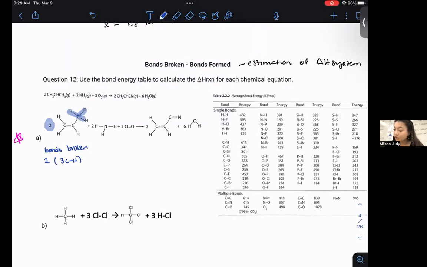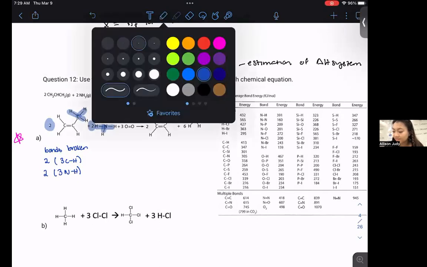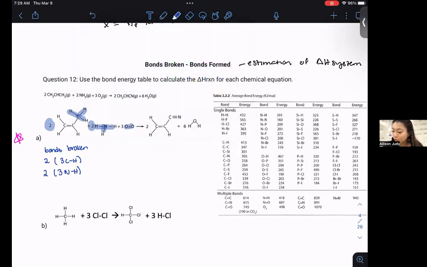Then we're also going to identify the bonds broken in the other molecule. We're going to break 3 N-H bonds, and notice this also has a 2 in front. So we're going to write 3 N-H bonds are broken in our reactants. And then when we look at the other reactant, we notice that we are also breaking the double bonded O, and there are 3 moles of that. So we would write that we have 3 moles of double bonded O that we're breaking.